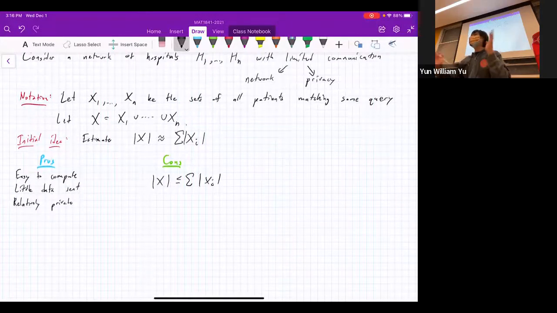So note that this is actually what many hospital systems in practice do, which is they send just a single number referring to the number of patients they have at a query, and then the central server sums them all together and returns that as the answer. Often you will add a little bit of noise to it just to add a little bit more privacy.